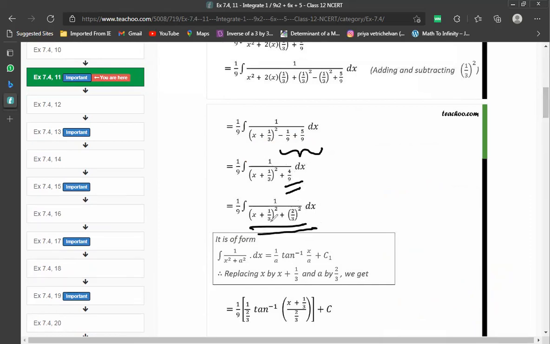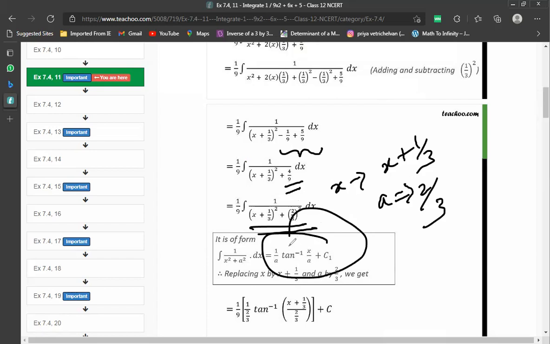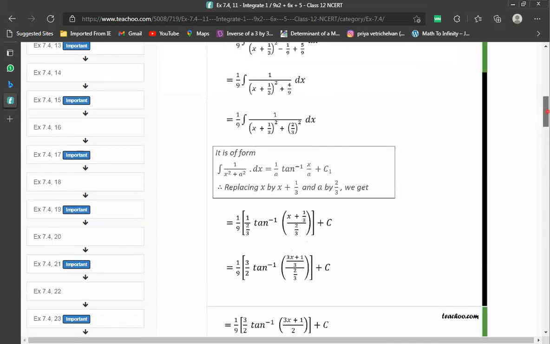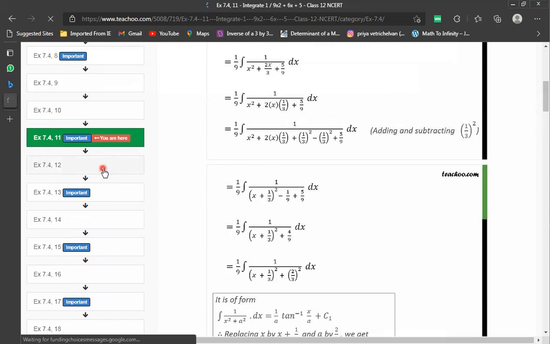So now this is in the form of x square plus a square. So x is x plus 1 by 3 in this and a is 2 by 3. So again you have to use this 1 by a tan inverse of x by a plus c form. So in this a is 2 by 3 and x is x plus 1 by 3. Just replace it. That's it. Can you follow? Yes, ma'am.